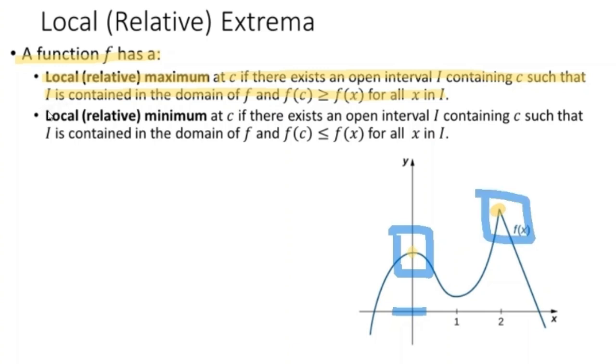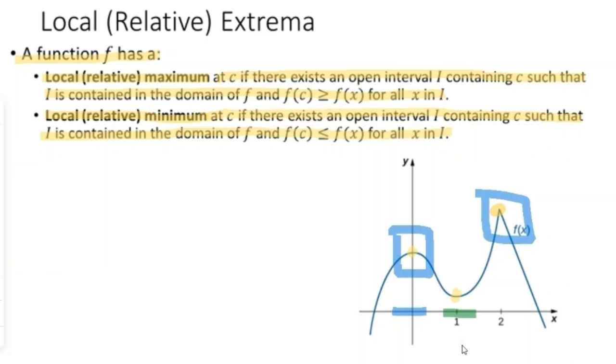Our next term is local or relative minimums. A function has a local or relative minimum at c if there exists an open interval I containing c, such that I is contained in the domain of f, and f of c is less than or equal to f of x for all x in I. If we consider the point down there at x equals 1, it is not the absolute minimum point of our graph. In fact, our graph does not have an absolute minimum at all.